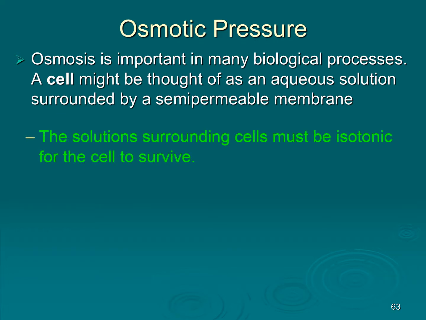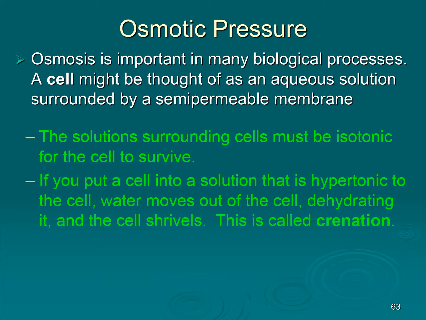So it's very important that if you have a cell that has a particular osmotic pressure, the solutions surrounding the cell, like for example your blood, must also be isotonic for the cell to survive. Because you don't want osmosis to occur into or out of the cell.